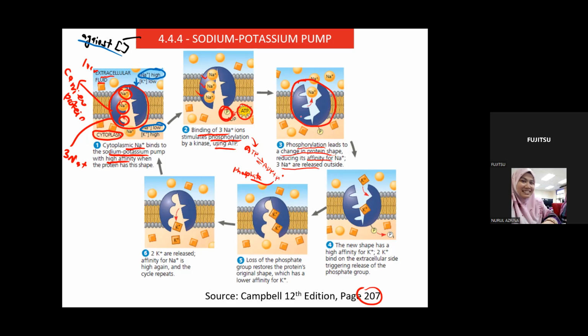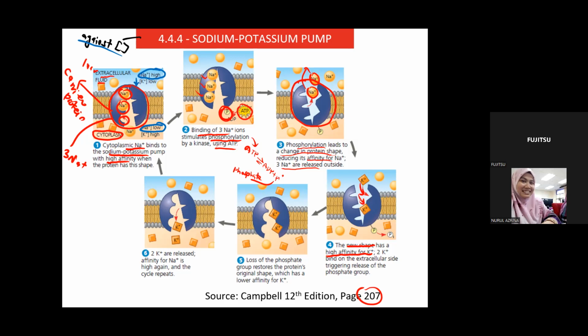And what happened to the sodium? Sodium, the protein will have low affinity. So protein tu akan mempunyai kecenderungan yang rendah. So that's what happened, the sodium ion will be released out. Okay. Right. So next what happened? So dalam keadaan tenganga yang belah atas ni pula, the new shape has high affinity for potassium ion. Dalam keadaan ini, potassium pula akan bind.